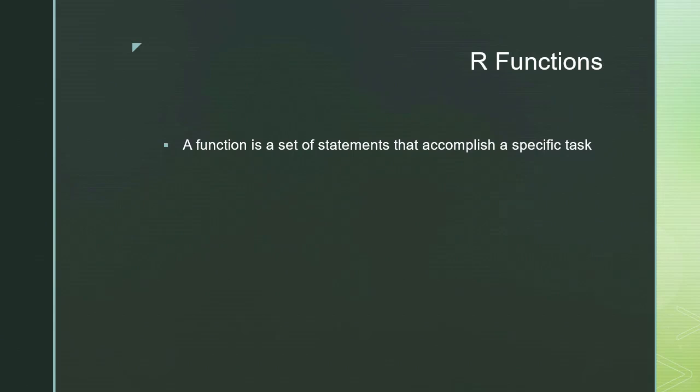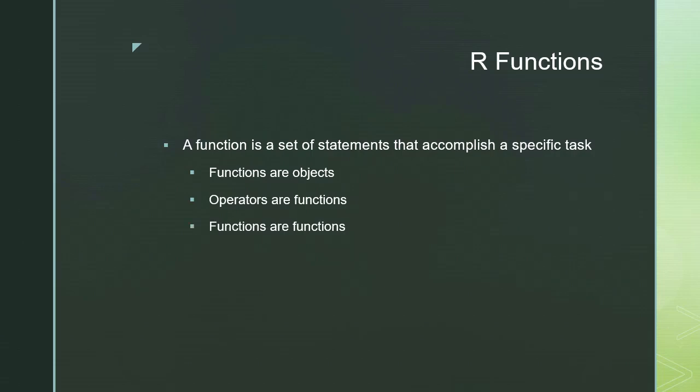A function is just a set of statements that accomplish a specific task. You can think of a function like an R script. It has a specific purpose, and every time we run it, it accomplishes the same purpose. Functions are objects. The operators that we have looked at, like the plus sign, or the mod, or a Boolean operator to check for equality, those are all functions. No surprise, functions are functions.